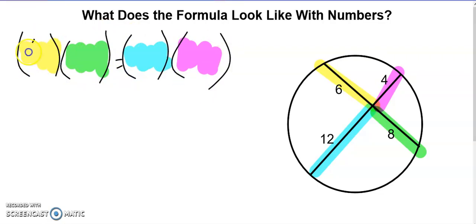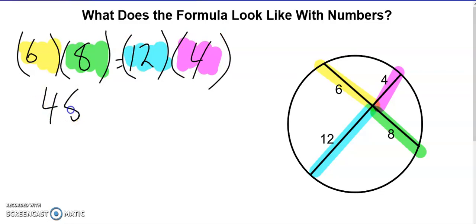So the yellow segment is 6, the green segment is 8, the blue segment is 12, the purple segment is 4. So 6 times 8 gives me 48. That would equal 12 times 4, which is 48. Boom. That's how it works every single time. And then when you get into class, we're going to use that to find unknown values.